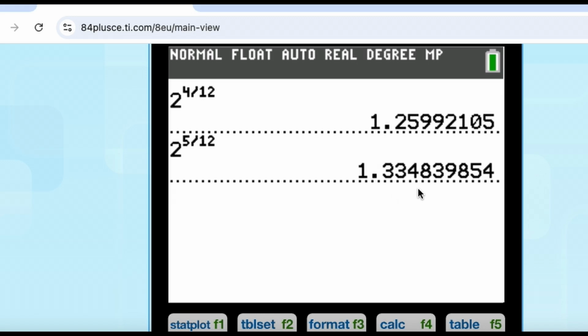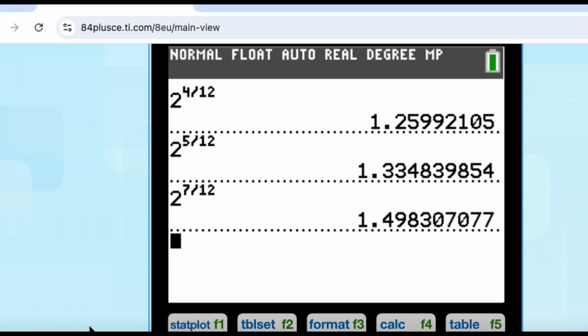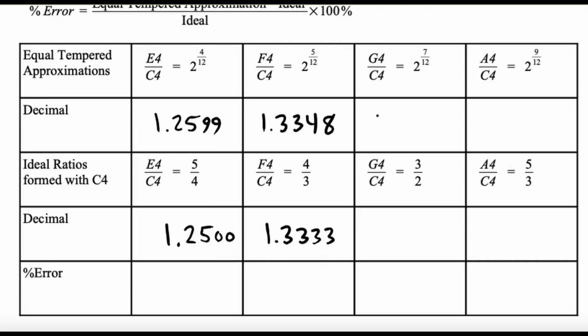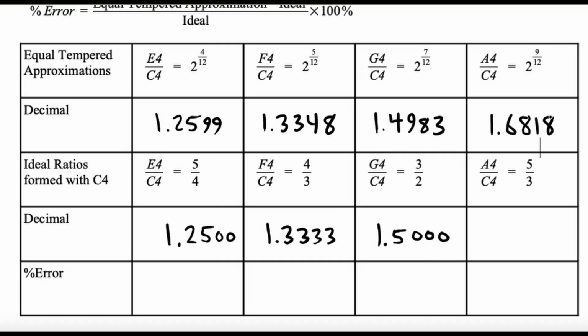It's 1.3348. This is supposed to approximate 4/3, which is 1.333 repeating. 2 to the 7/12 is our equal tempered perfect fifth. So that's 1.4983, and that one really comes close to the ideal, which is, of course, 1.5. And finally, A4 over C4 will be 2 to the 9/12, which is 1.6818. The ideal being 1.6 repeating.